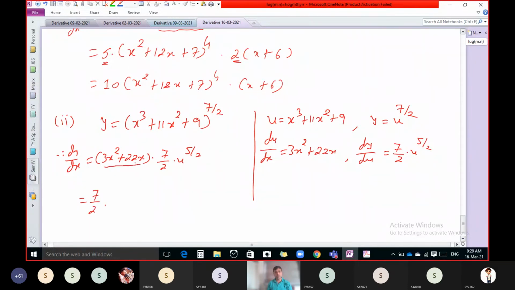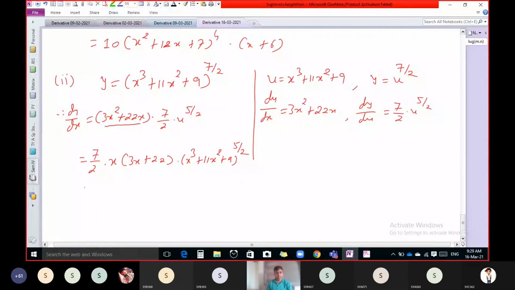You can take x common from this. So what do we get if we take x common? 3x plus 22. Correct. This 7 by 2 is already here. Now put the value of u. U is what? This. X cube plus 11x square plus 9 raised to 5 by 2. So this is my final answer. You can write it like this: 7x by 2, 3x plus 22, and x cube plus 11x square plus 9 raised to 5 by 2. This is my final answer.